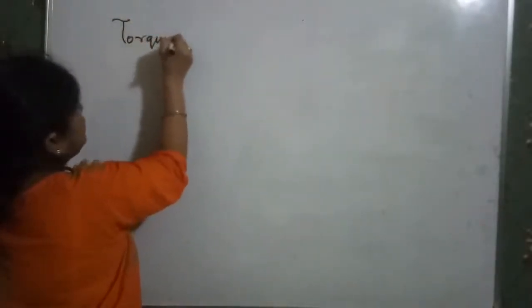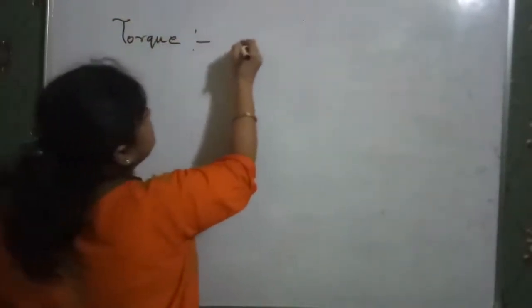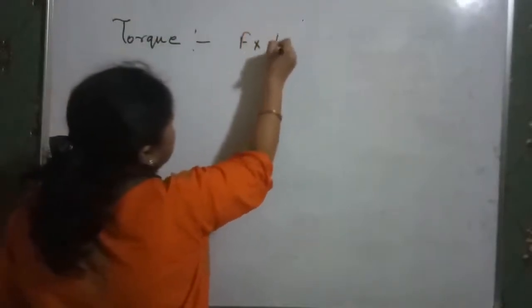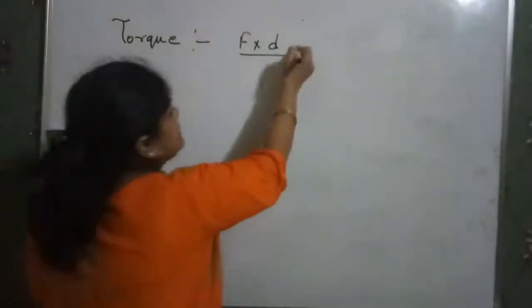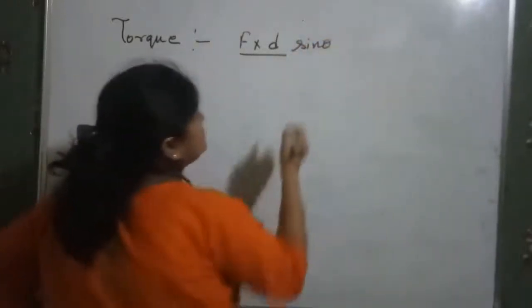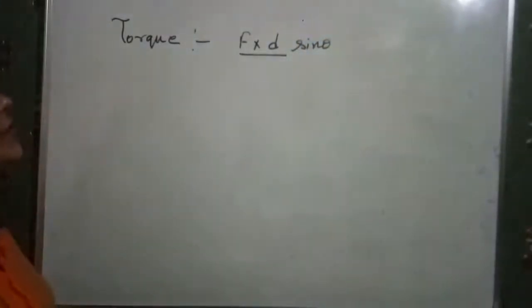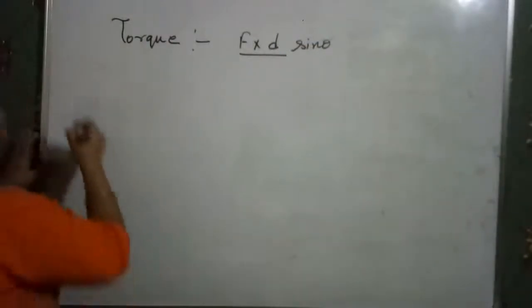Now the next topic in rotational motion, which is also very important, is torque. We know the formula for torque is force into perpendicular distance from the axis of rotation. That means F d sin theta. Okay. Now the questions are in this way.